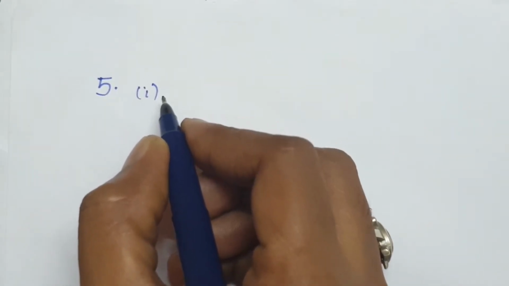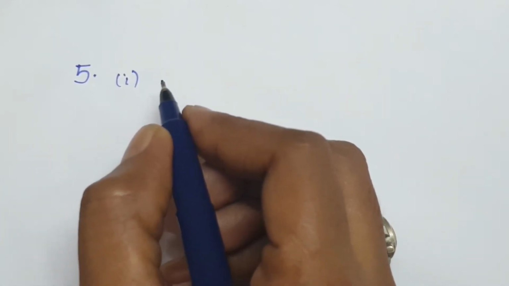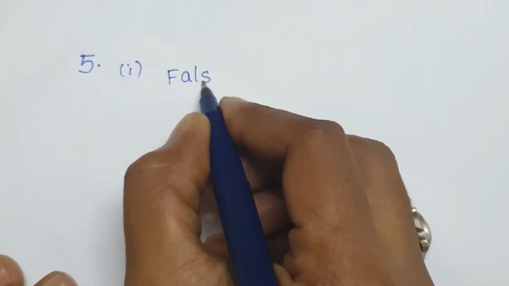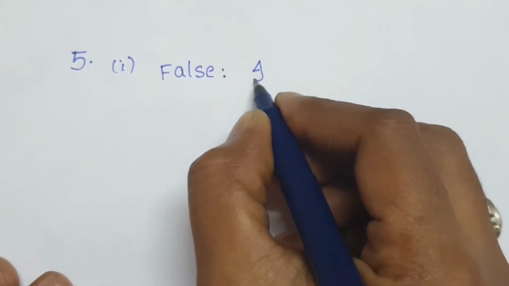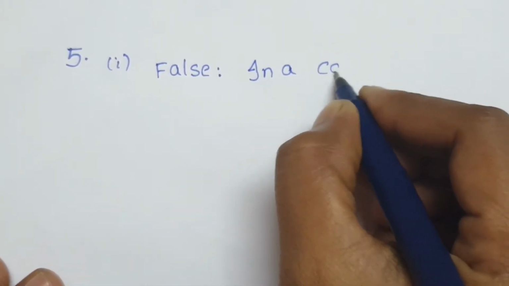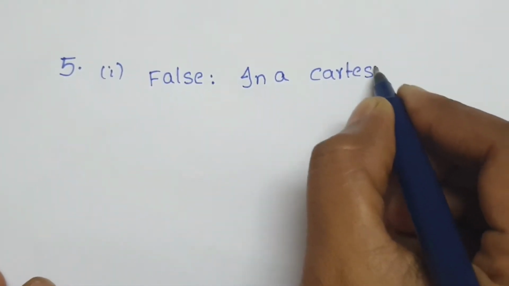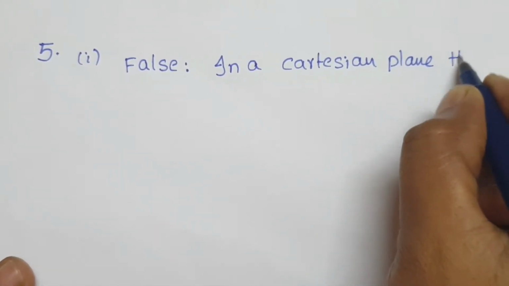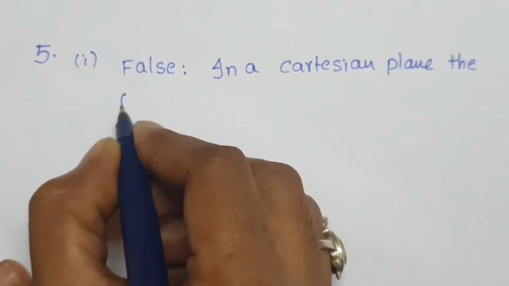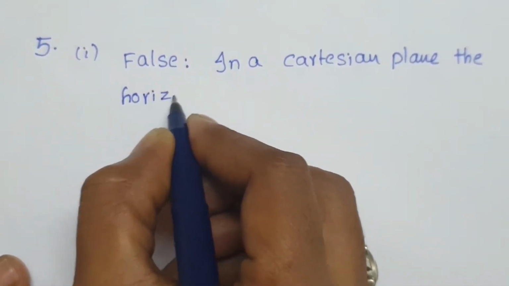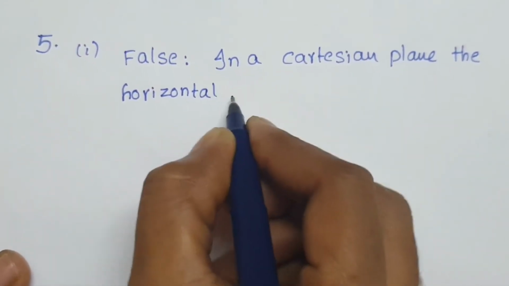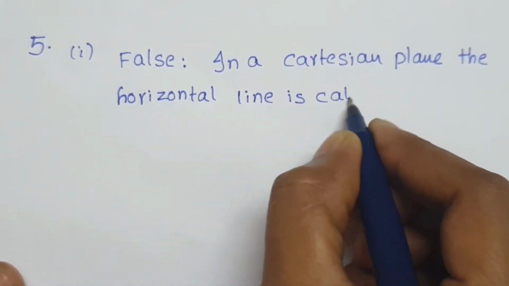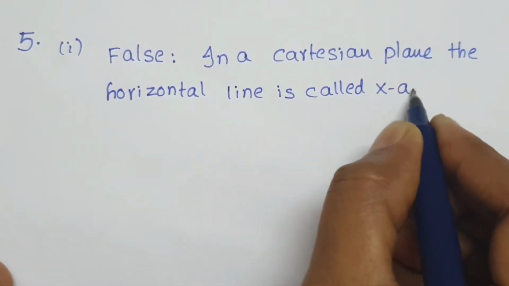First one, in the Cartesian plane, the horizontal line is called y-axis. It is false. What is the reason? In a Cartesian plane, the horizontal line is called x-axis. Horizontal line is called x-axis.